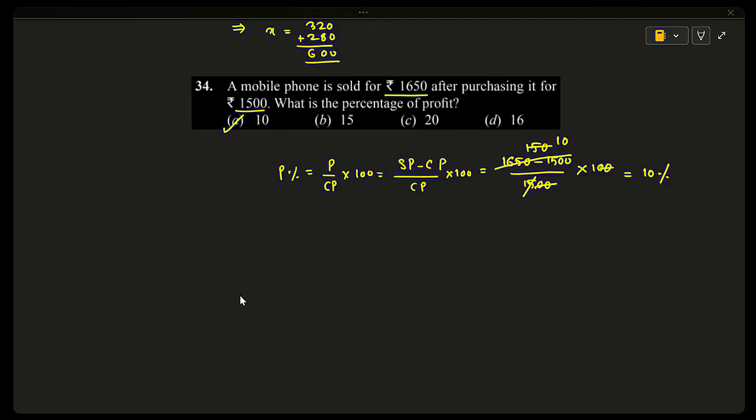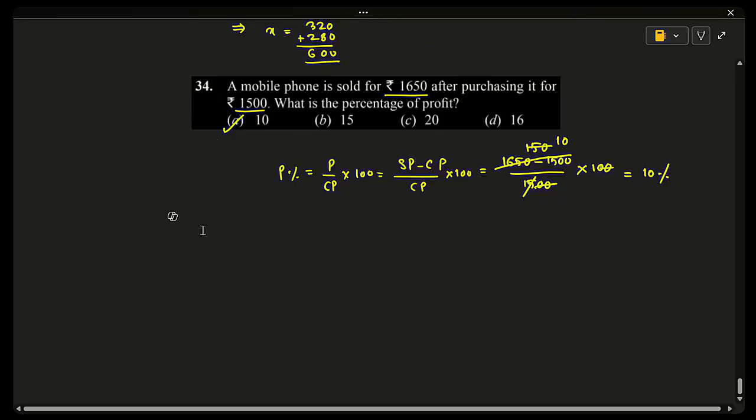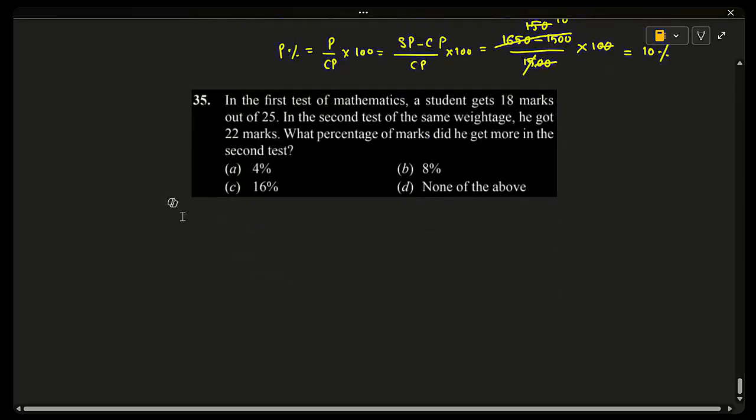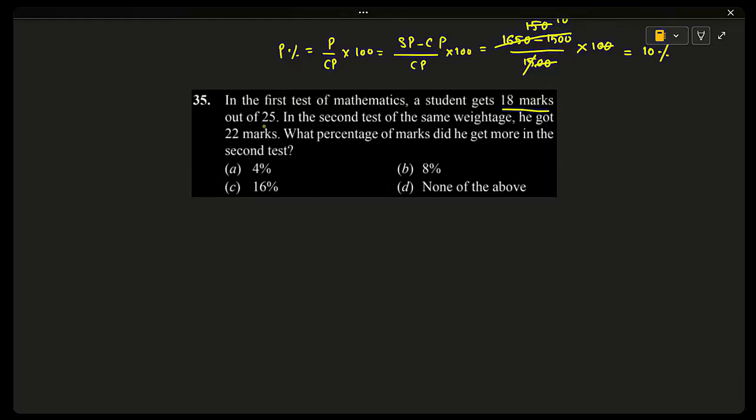35. In the first test of mathematics, a student gets 18 marks out of 25. In the second test of the same weightage, he got 22 marks. What percentage of marks did he get more in the second test? So in the first test, 18 marks he got out of 25. In the second test of the same weightage, he got 22 marks.